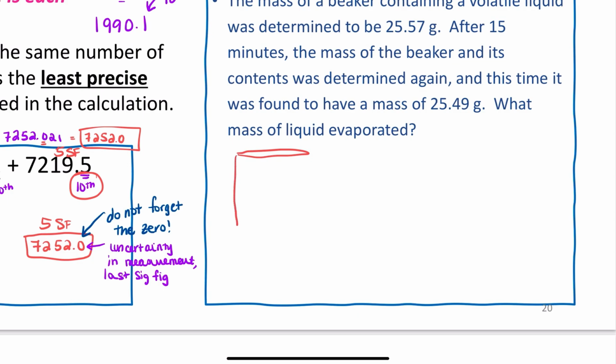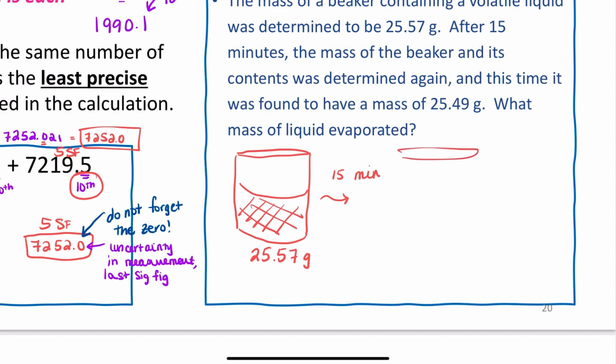You've got this beaker here. It's not getting any better. And the beaker plus this liquid weighs 25.57 grams. 15 minutes passes, and the same beaker now has a little bit less liquid in it, and you weigh it again, and you find it to be 25.49 grams. So the mass has decreased, okay?